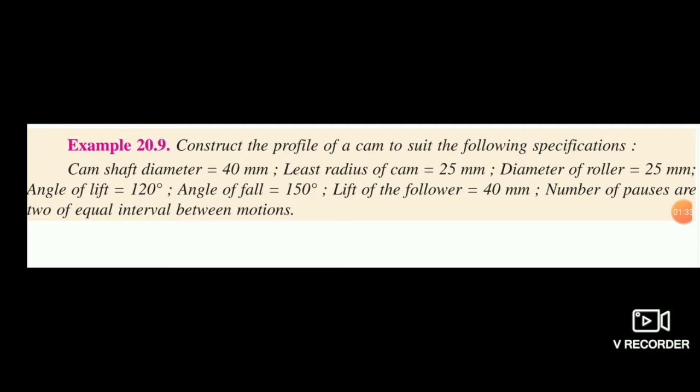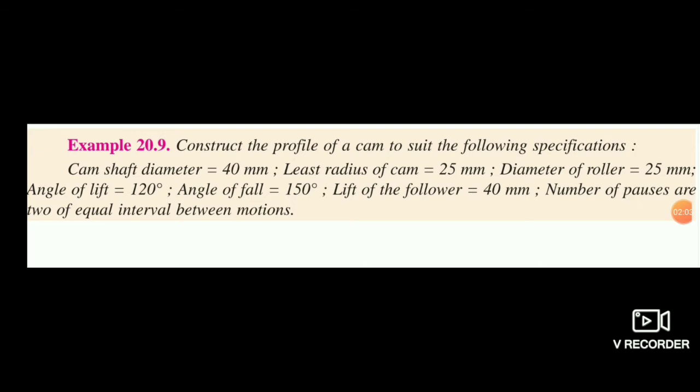Now the angle of lift, 120 degree, is given, and the angle of fall is given as 150 degree. Angle of lift is nothing but the outward stroke. Lift means it is rising, outward stroke. Then angle of fall is the return stroke, or just falling down, that is 150 degree. Lift of the follower means the maximum displacement of the follower, that is the stroke length, S equal to 40 mm.